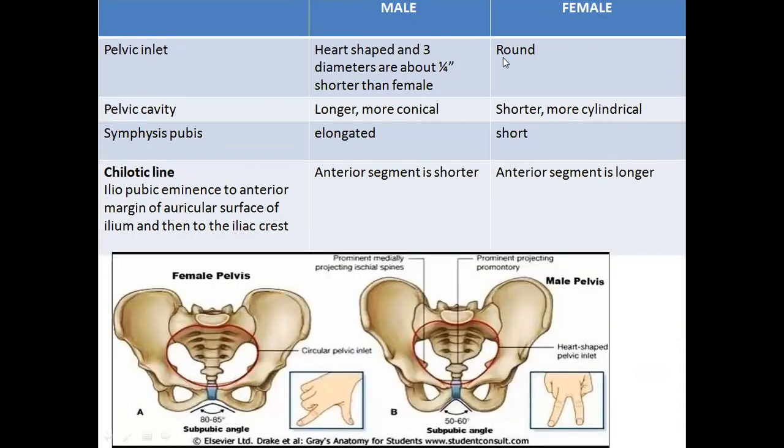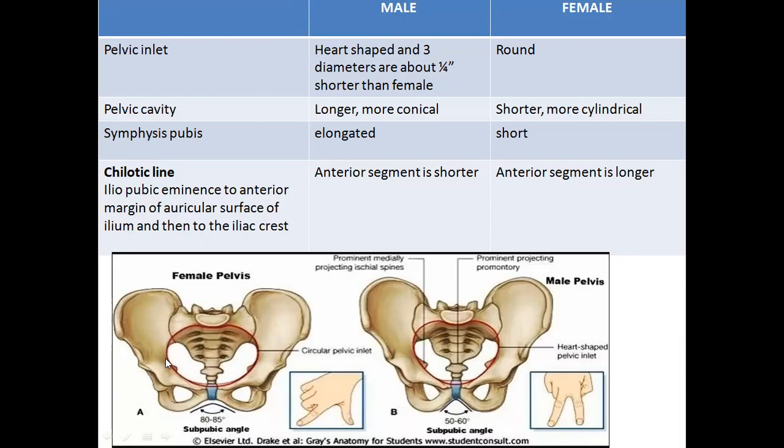Then pelvic inlet: heart-shaped in males and round in females. Pelvic cavity, we have seen symphysis pubis. In males, it is elongated and in females, it is short. Then you will see there is one line, that is the sacrotic line, from the iliopubic eminence to the anterior margin of the auricular surface of the ilium and then to the iliac crest.